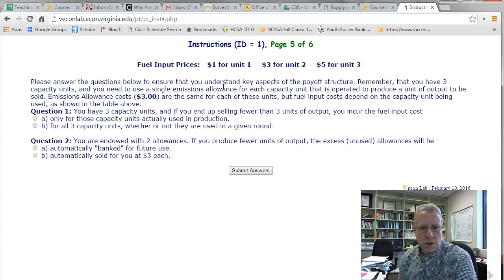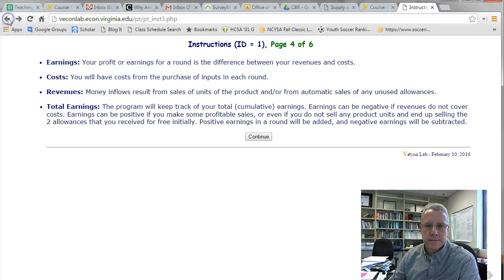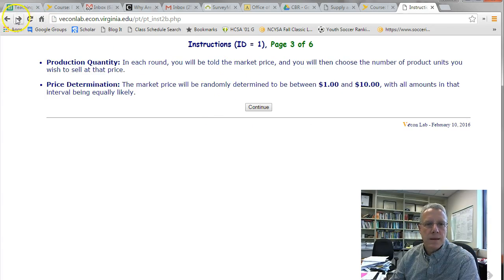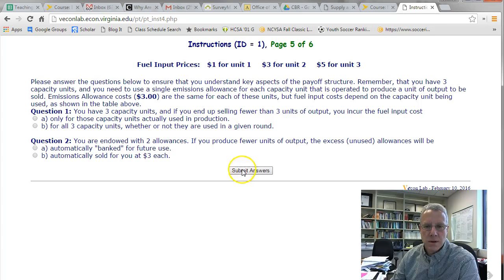Then question 2: you are endowed with 2 allowances. If you produce fewer units of output, the unused allowances will be automatically banked for future use, or automatically sold for you at $3. For that second question, you need to refer back to this one phrase. Okay, let's go forward instead of backwards.